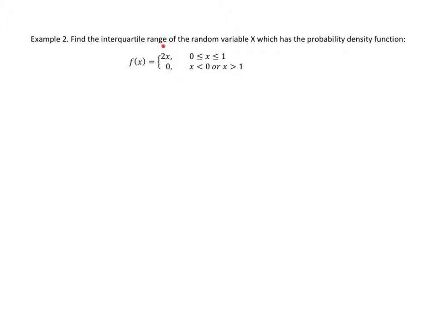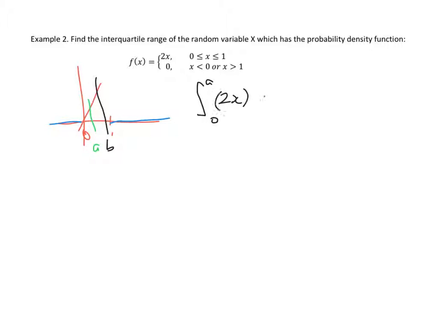Right, so we're going to find the interquartile range of the random variable x, which has a probability density function f of x. It's helpful to draw a little bit of a sketch to start with. We know it's a straight line from 0 to 1, and it's 0 everywhere else. So your first quartile will be A, and your third quartile will be B, where the probability from 0 to A of f of x dx will equal 1/4 to start with.